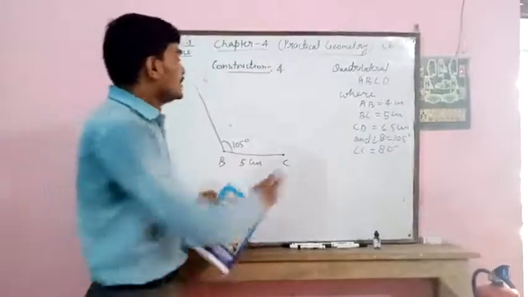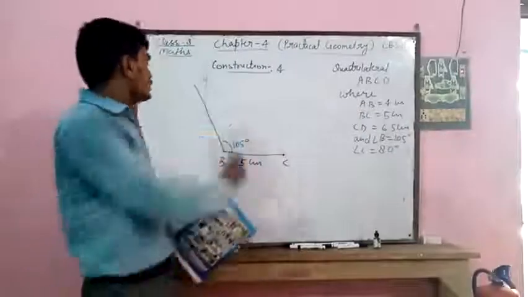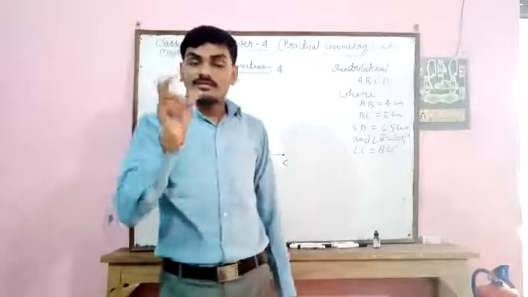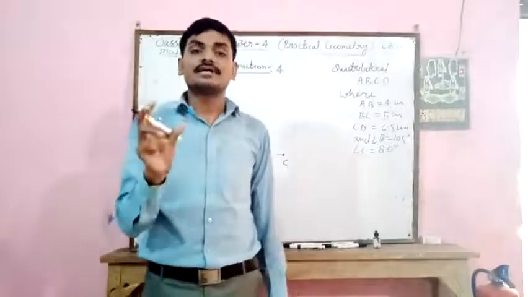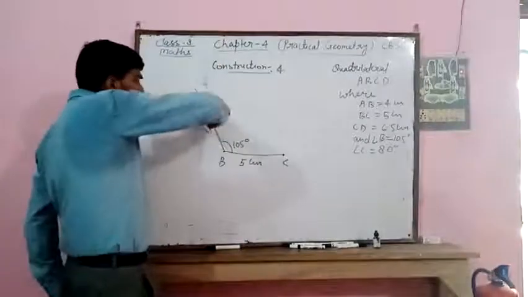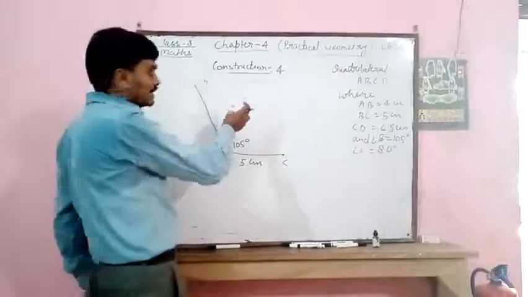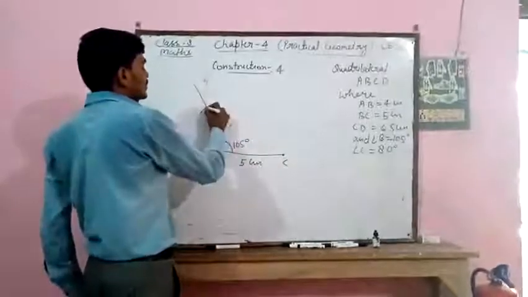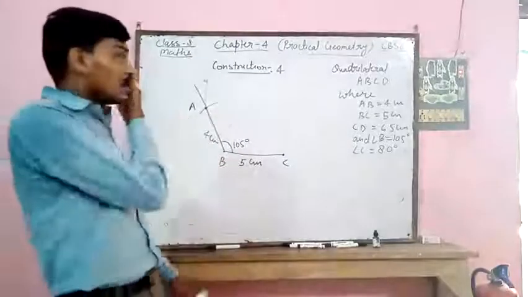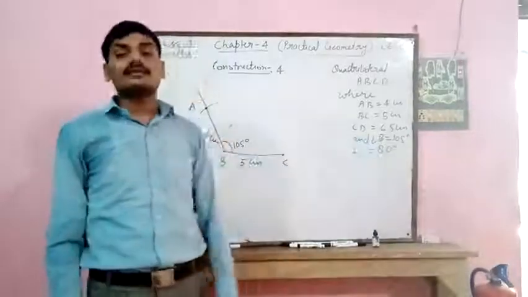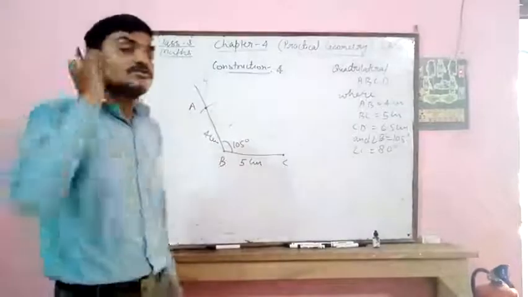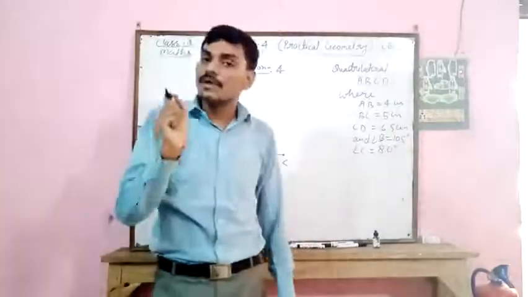Now BC is equal to 5 centimeter, and here will be your AB. Take an arc of 4 centimeter with the help of compass and place your pointer here and cut an arc which will be 4 centimeter. This will be 4 centimeter and this point is A. Now draw the angle C, 80 degree. So you have to draw the 80 degree at C. You cannot draw the 80 degree with the help of ruler and compass.